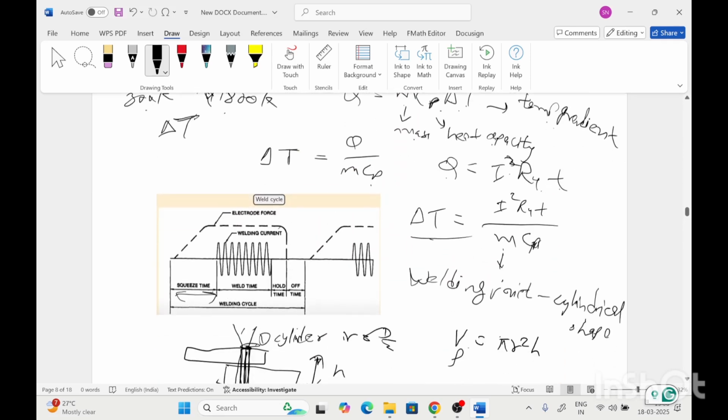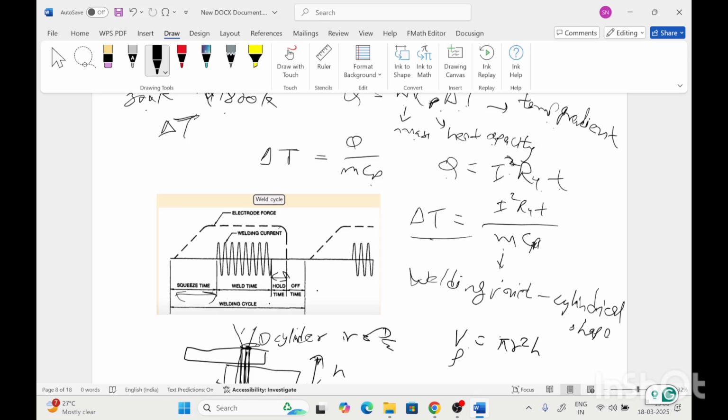So this is the weld cycle for a resistance spot welding process. First, in the squeeze time, the electrode force is increased to hold the two plates together. Then the current is supplied during the weld time to heat the metal at the contact. Then after heating, the force is maintained for some time, called the hold time, to cool and solidify the welding joint.